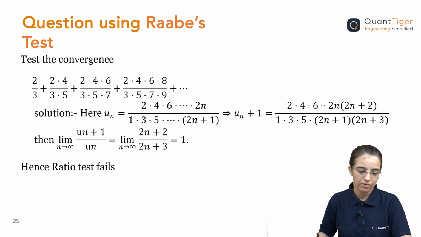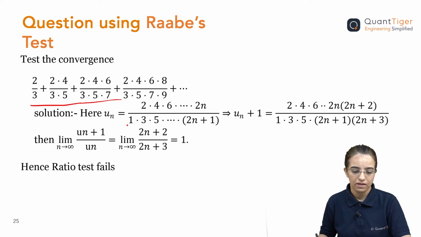This is the question. The given series has infinite terms, so by looking at the pattern, I can write un for it. If you see the numerator, you will see 2, 4, 6, so we can write 2n, and in the denominator, 1, 3, 5, so I can write 2n plus 1. So this is un.